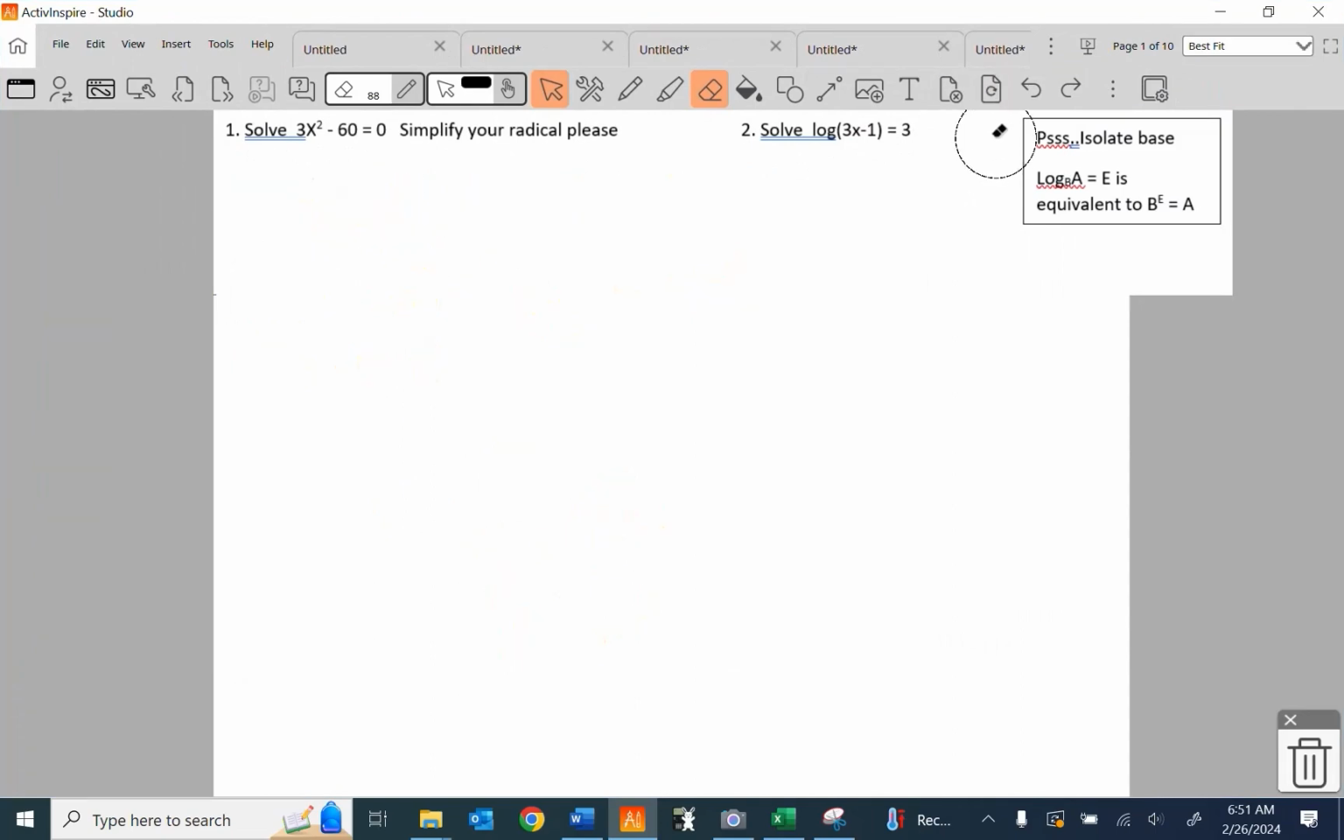All right, number 2 says solve log of 3x minus 1 equals 3. I'm going to write in the understood base here, which is 10. My base is 10, my argument is 3x minus 1, which means my exponent has to be 3. So 10 cubed, because the base is 10 and the exponent is 3, has to equal 3x minus 1. 10 cubed is 1,000.